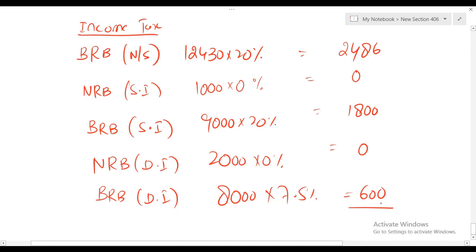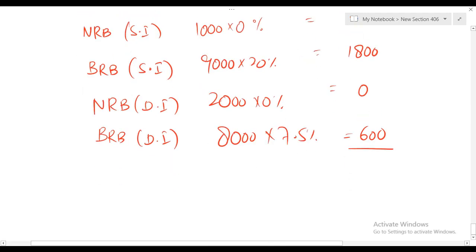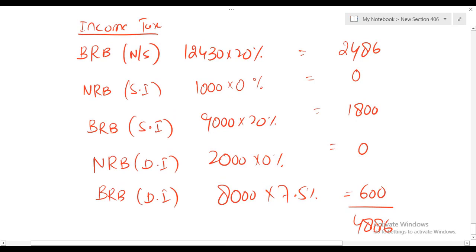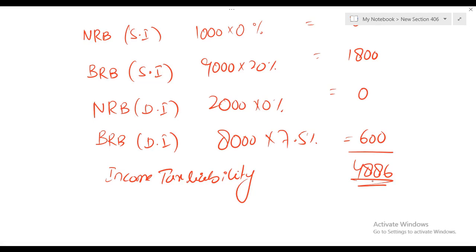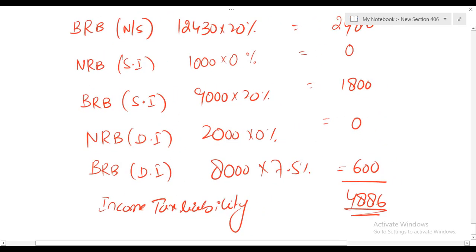600 plus 1,800 plus 2,486 is 4,886. So the income tax liability is 4,886. That's great. I strongly believe that you people also have the same answer.